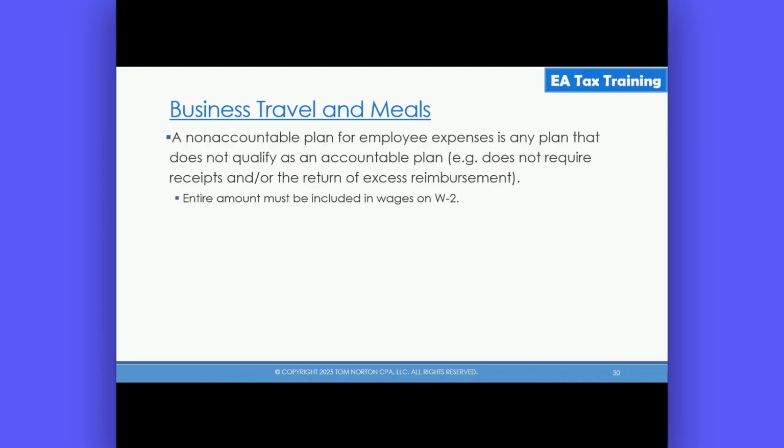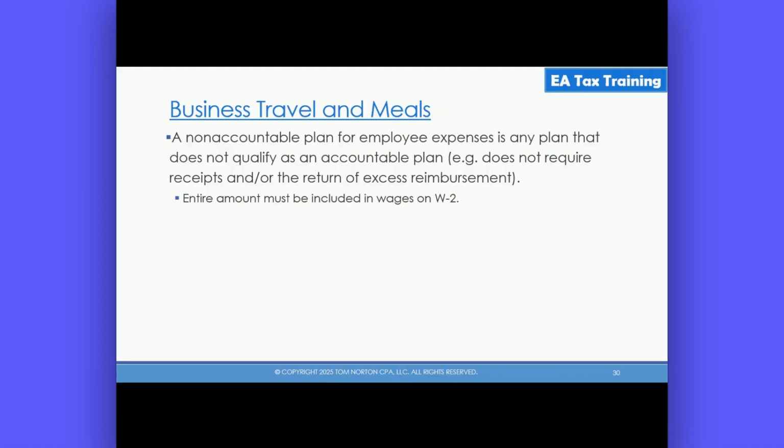So, for example, you have traveling salespeople. They're out in the field Monday through Friday every week calling on customers. Obviously, they're going to have expenses. They're going to have hotel stays and mileage on their car and meals, etc., and so forth.